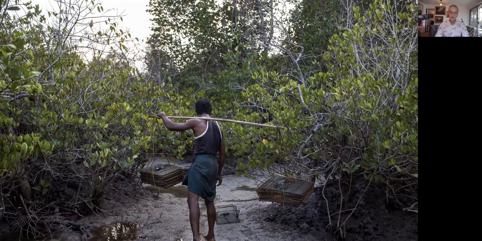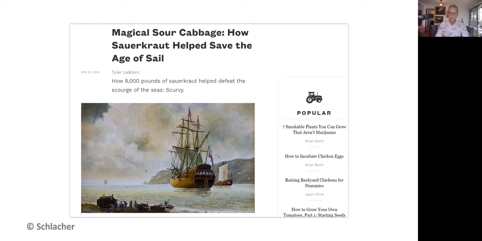And what actually happened was that James Cook, by using sauerkraut, which is the fermented leaves of the cabbage, was able to bring almost all of the crew home after 2.5 years in the South Pacific.